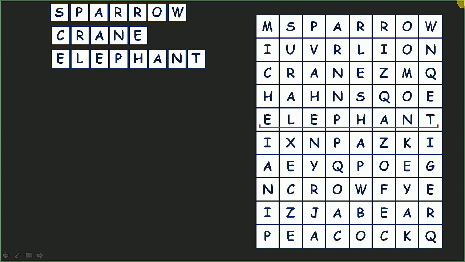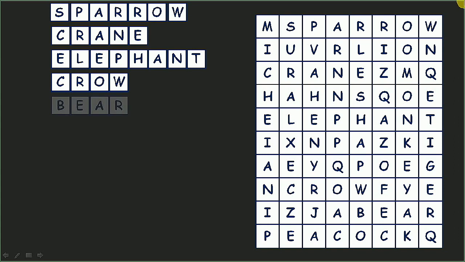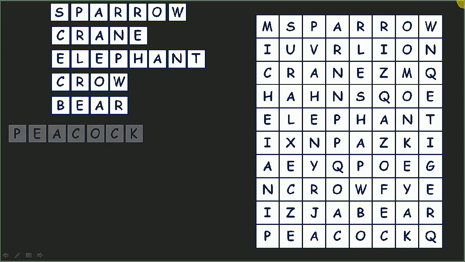Next, bird, crow. In that grid, here is there, crow. Next, bear. Bear is animal in this grid here. Is there. Next, peacock. In this grid, peacock is there.